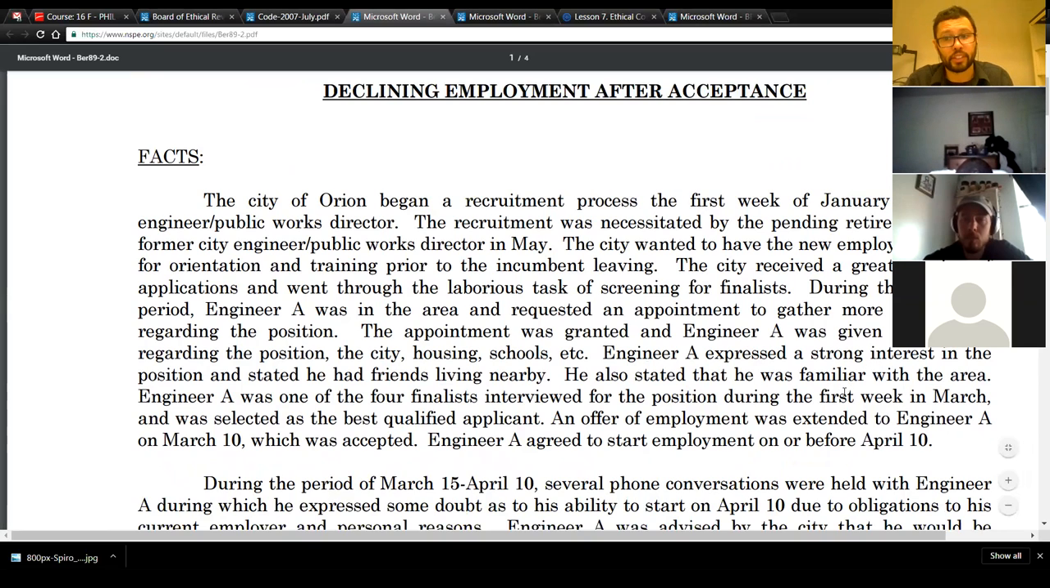An offer for employment was extended to Engineer A on March 10th, which he accepted. Engineer A agreed to start employment on or before April 10th. So retirement was happening in May. They hired him in March. He agreed to start work by April 10th.